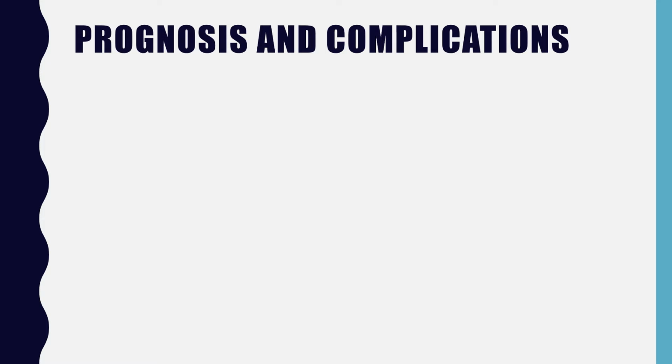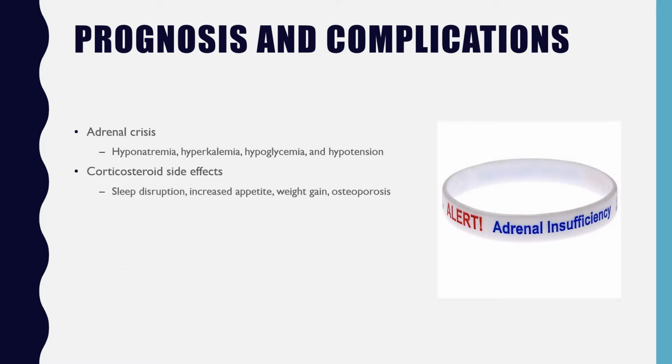So, prognosis and complications of Addison's disease. The most deadly complication of Addison's disease is adrenal crisis. Basically, adrenal crisis is when the adrenal glands are non-functional. Adrenal crisis can lead to hyponatremia, hyperkalemia, hypoglycemia, and hypotension. Other complications of Addison's disease have to do more with the corticosteroid side effects.